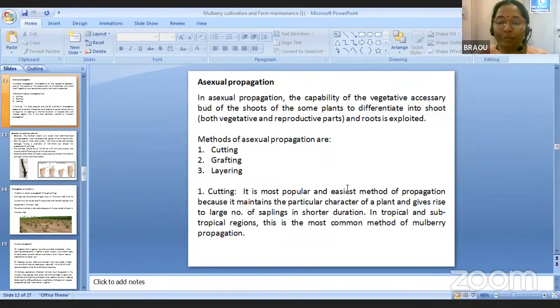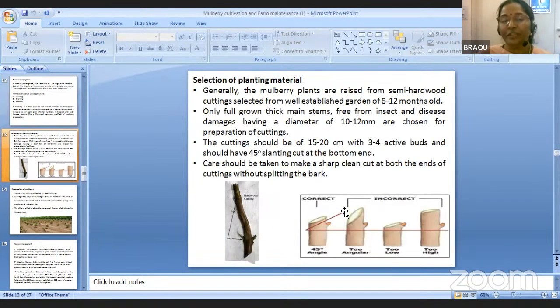So it is going to maintain the particular character of the plant, and they give rise to a large number of saplings in a shorter duration, because you have already taken a mature cutting or a branch, which is going to grow in a faster period, because the dormant period is lost, and you're going to directly make the plants grow in larger numbers. So in tropical and subtropical regions, this is the most common method of mulberry propagation. Tropical means India can come under the tropical condition.